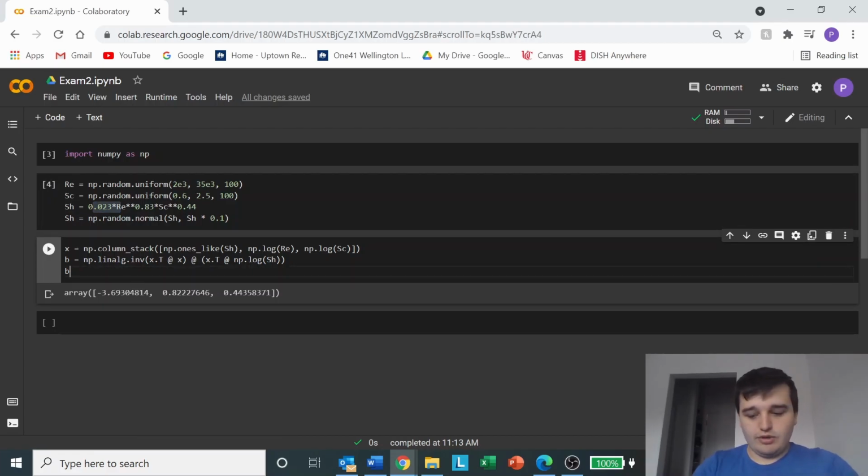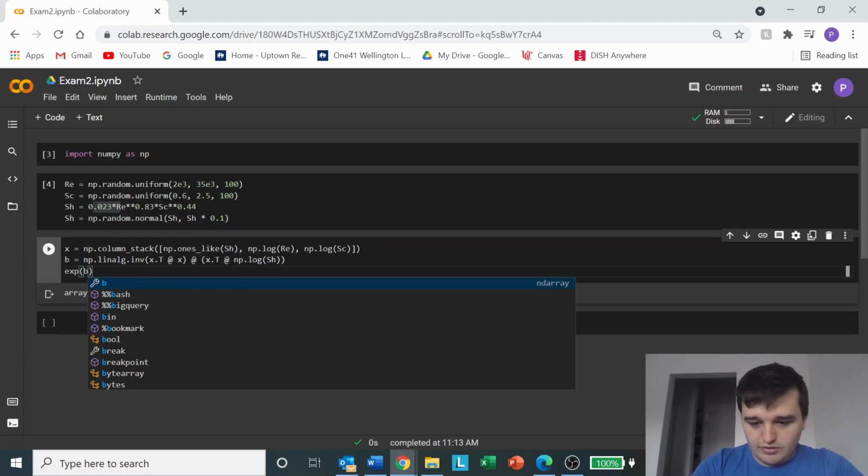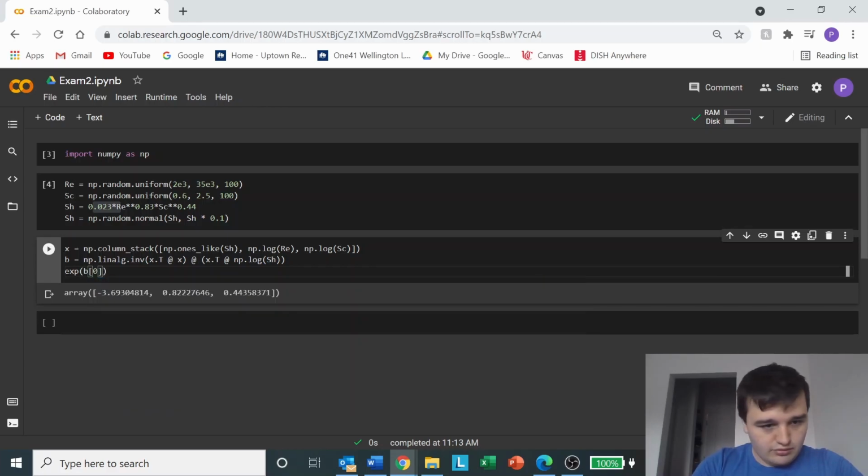So for the first element, we want to exponentiate the first element of that B matrix.